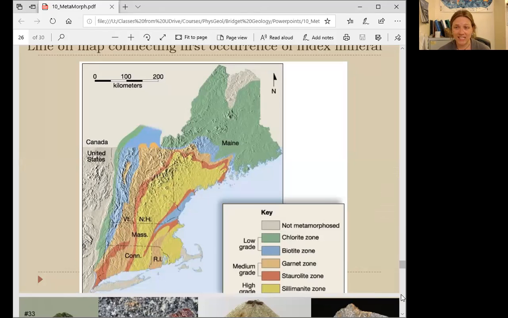So anyway, that is one way that we can use our understanding of metamorphic materials to understand the past. The present is the key to the past, as we said when we first started thinking about metamorphic rocks. Okay, that's a good stopping point.